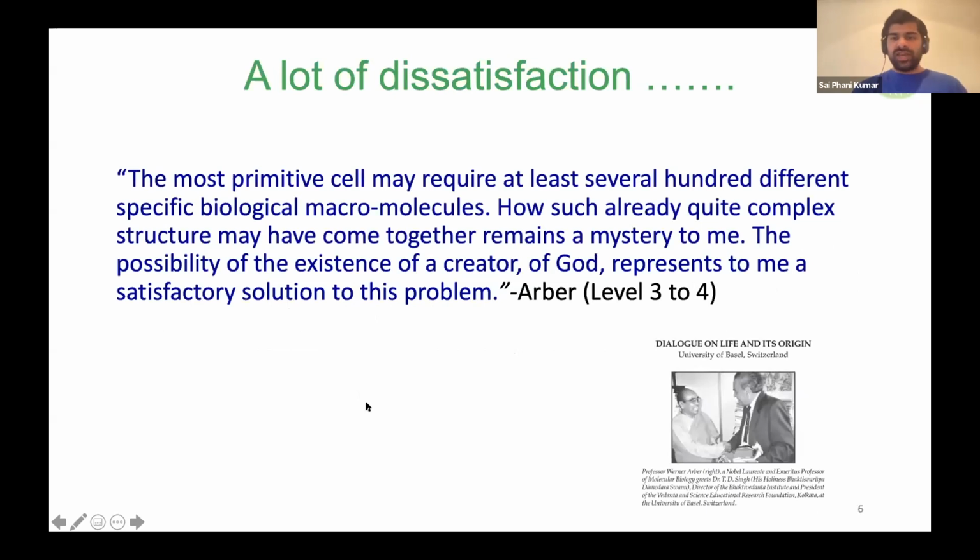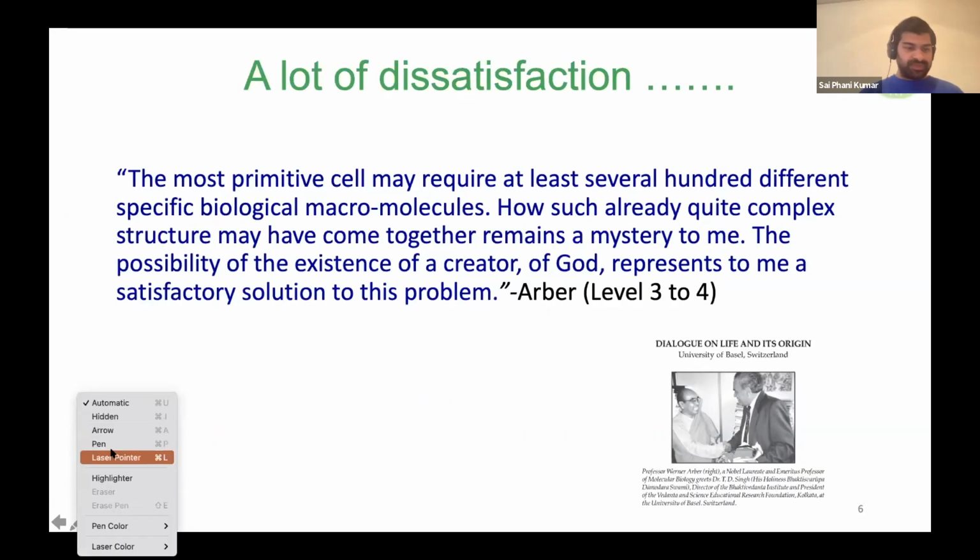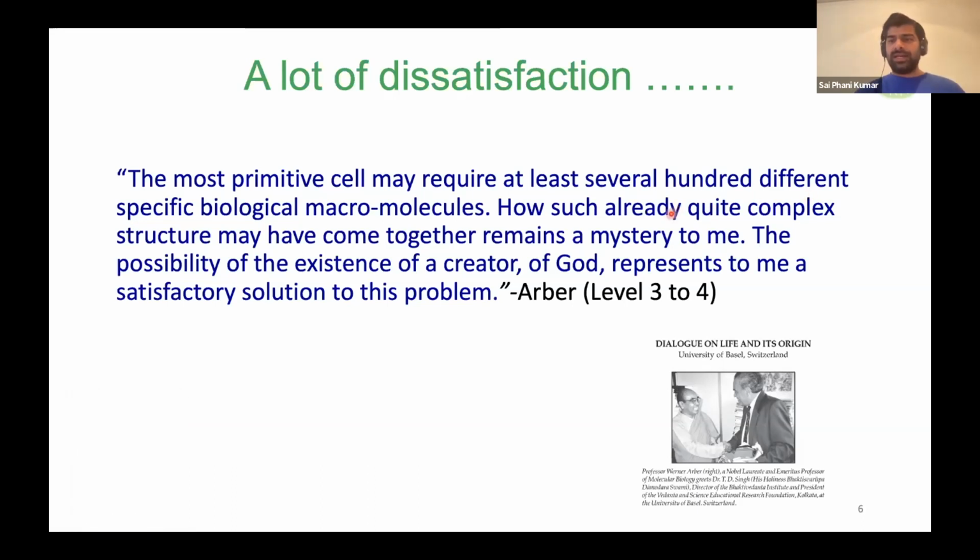And also a popular quote from Werner Arber: "The most primitive cell may require at least several hundred different specific biological macromolecules." Yes, that's true, because a cell consists of lakhs of biomolecules, and even proteins are built up of so many biomonomers, biopolymers. "How such already quite complex structures may have come together remains a mystery to me." So that is what Werner Arber said.